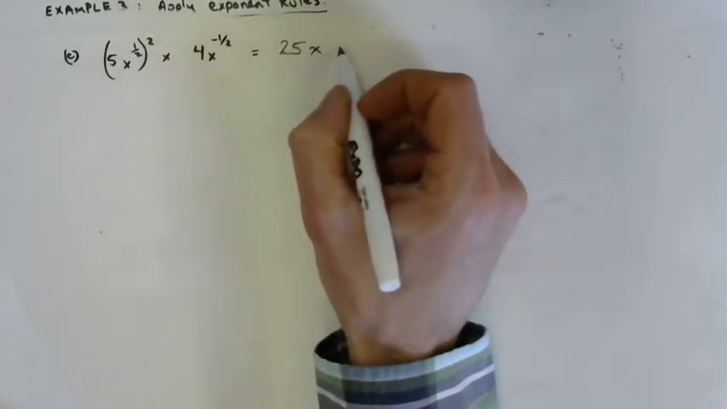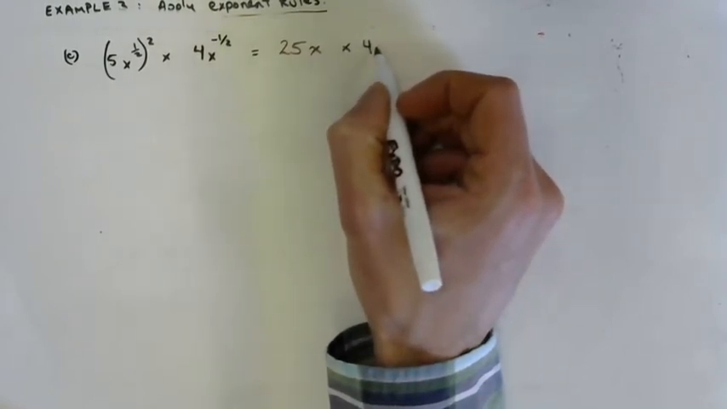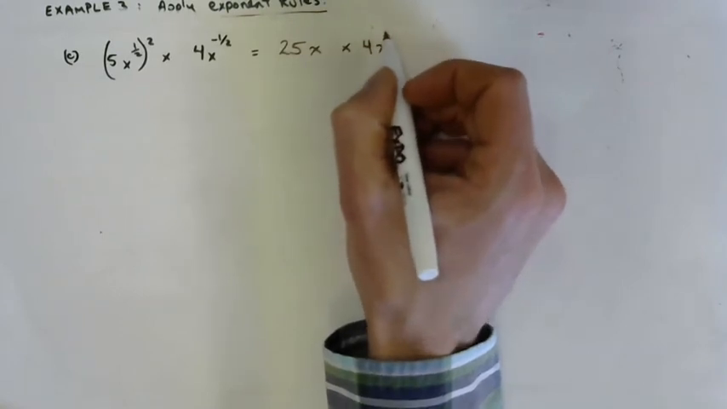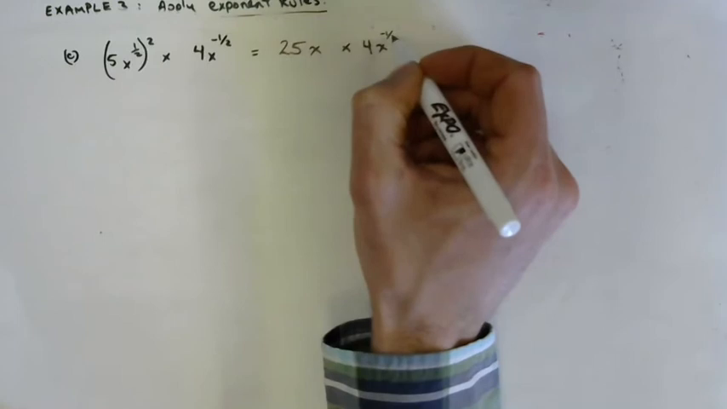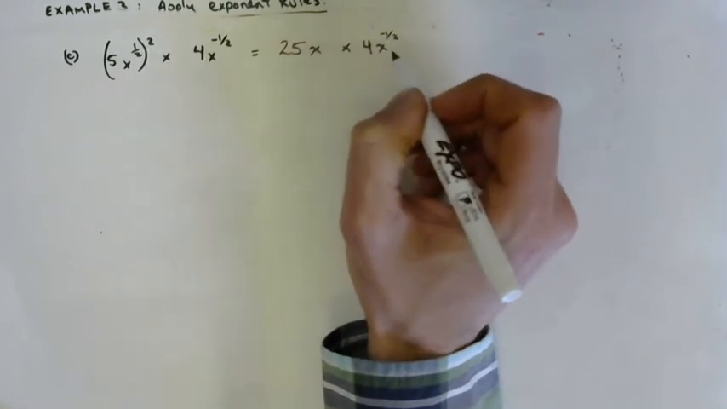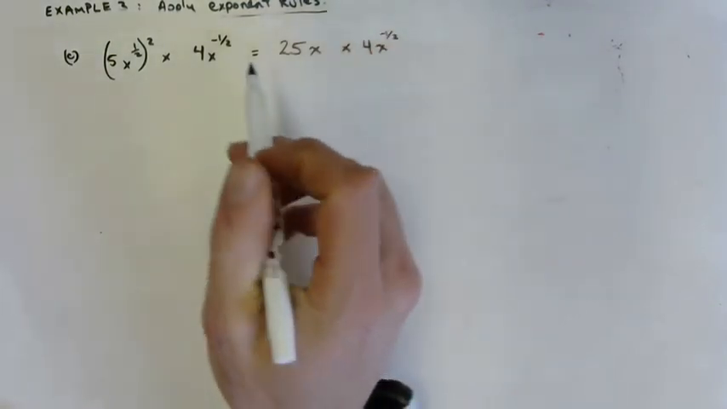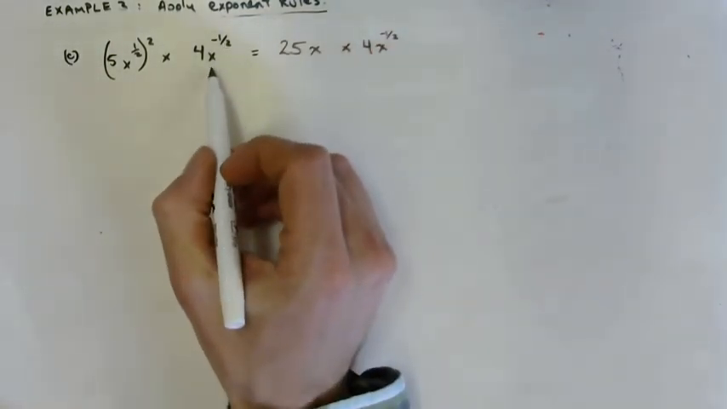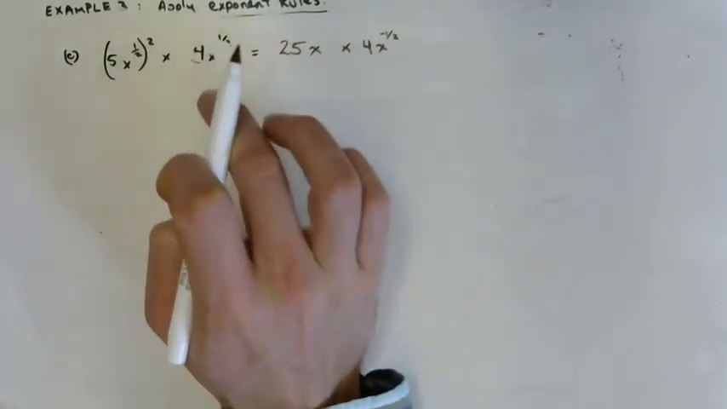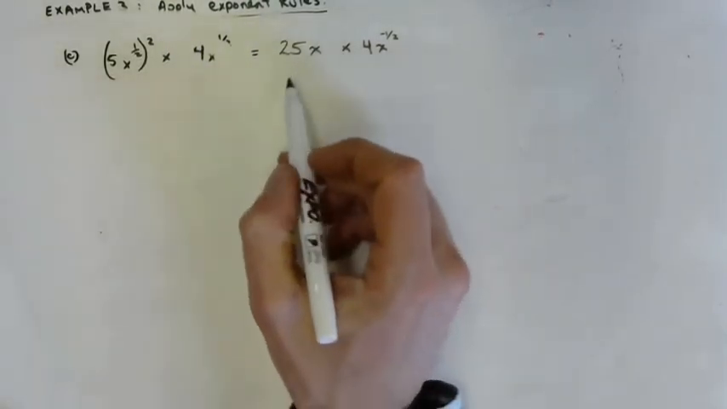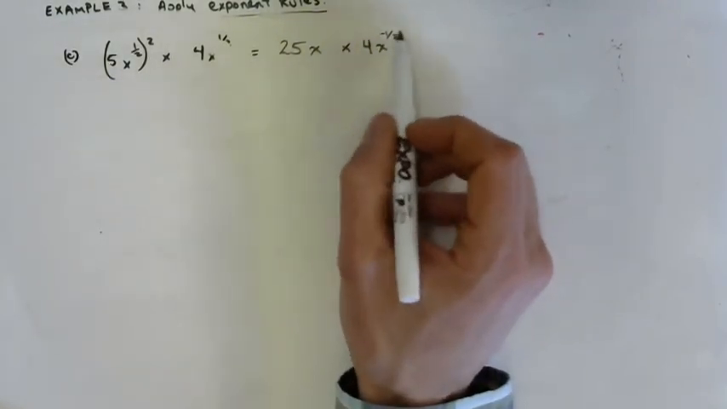And then my next piece, I have 4 times x to the power of negative 1/2. So here it looks a little bit tricky. First of all, this negative 1/2 only applies to the x, not the 4, because this is not in brackets, okay? And then you might not be sure what to do because you have this 25x, which looks pretty good, and then you have this different thing over here.